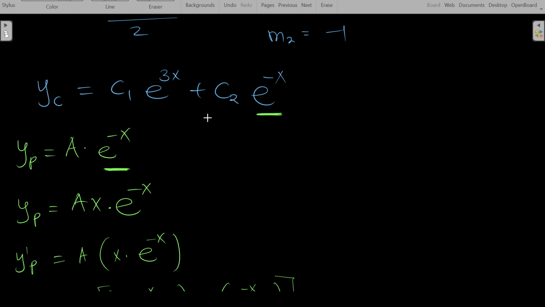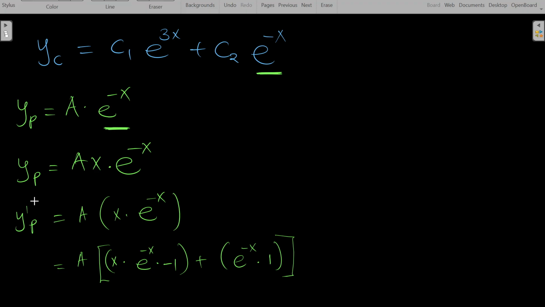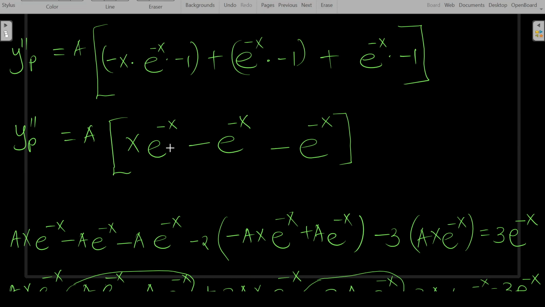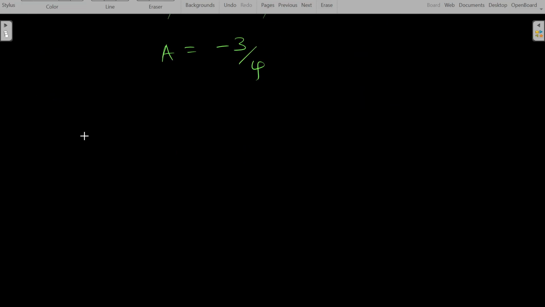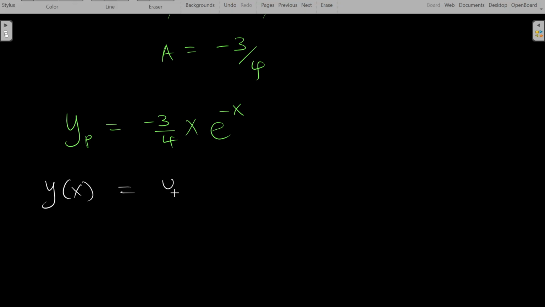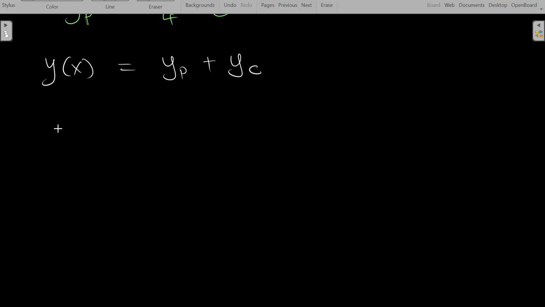Now, let's go back. What was our guess? Our guess was yp equals ax e raised to negative x. So we'll come here and say our guess yp equals ax, where a is negative 3 over 4, that's the value of a, x e raised to negative x. That's our answer. Once you reach there, just complete your final answer. How will you complete your final answer? My value of y(x) equals yp plus yc. That's our final answer.